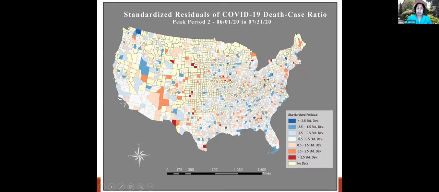This is the residual map for death to case ratios with all IVs included. You will notice that several counties did not record deaths. About 37% of the counties did not record any COVID-related deaths during the second peak period. You will also notice that the number of outliers are significantly lower compared to the map relating to incidence rates. There are some high-value outliers sporadically distributed across the South and the Midwest.